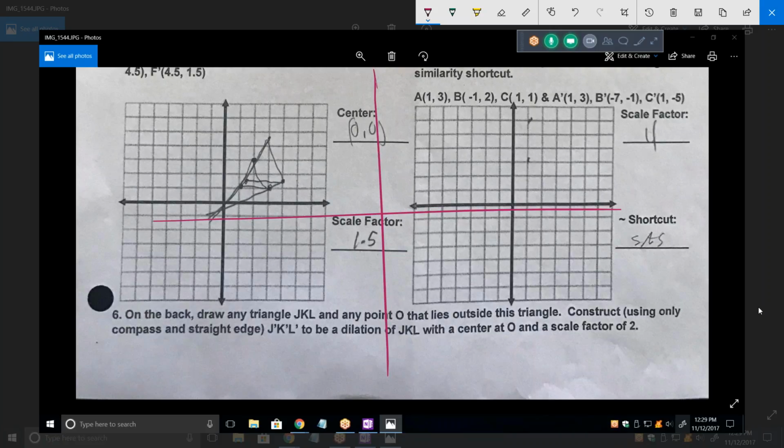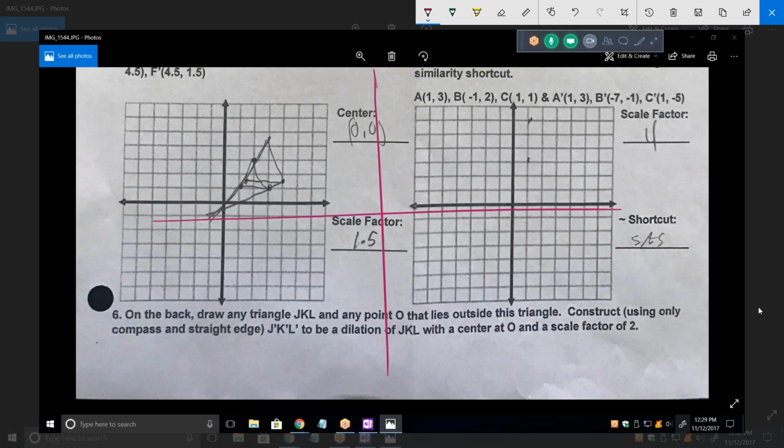Draw any triangle, JKL, and any point O that lies outside the triangle. And we already kind of know that most centers of dilation lie outside the triangle. It's kind of rare when they lie inside or on the vertex of the triangle. But most of the time they lie outside the triangle. Construct using only a compass and straight edge.